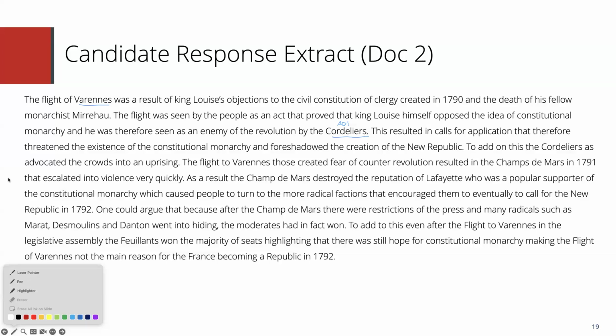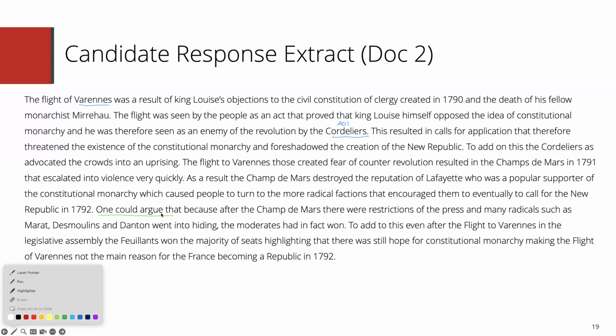This resulted in calls for application that therefore threatened the existence of constitutional monarchy and foreshadowed the creation of the new republic. To add on to this, the Cordeliers advocated the crowds into an uprising. The flight to France thus created fear of counter-revolution, resulted in the Champ de Mars in 1791 that escalated into violence very quickly. Okay, so you've got some AO3 that is seeping into there, but we need a bit more clarity in terms of this paragraph, probably linking back to that statement a bit more. Now, where this really kicks in is probably around here. And again, it's that classic looking for those statements, those pinpoints in a question where the student is trying to demonstrate either support or challenge for a viewpoint to then back up with their knowledge.